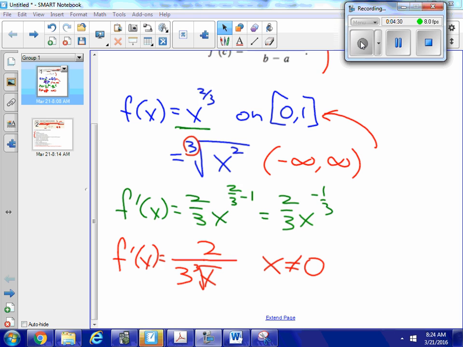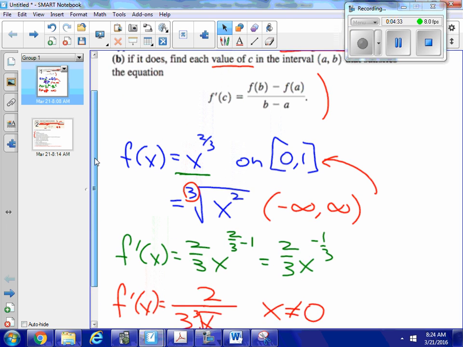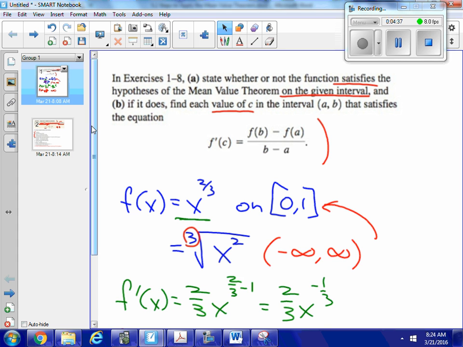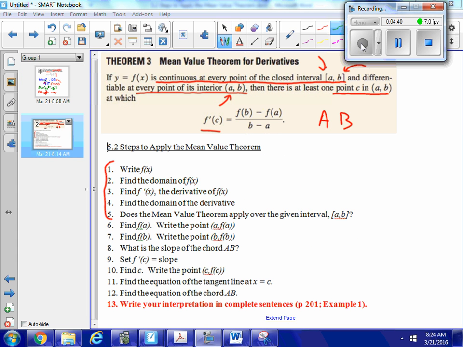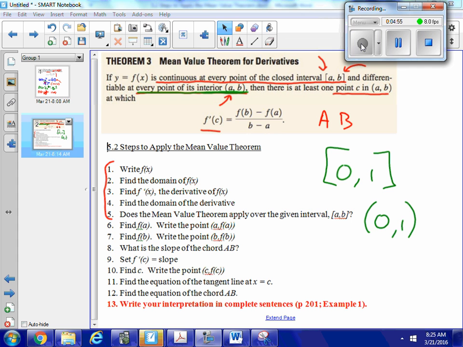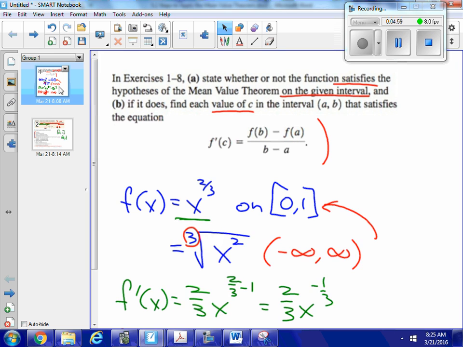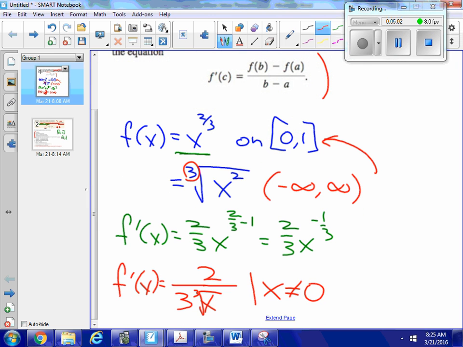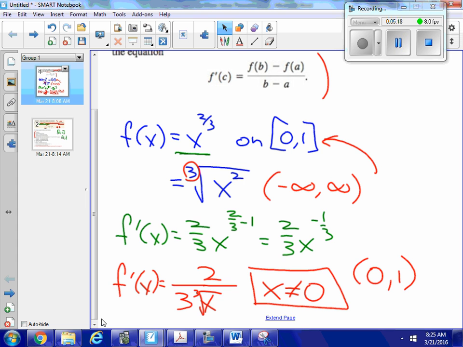Well, does that cause me a problem? The question is, is the function differentiable on the interior AB? Since in this particular function I'm looking at it from 0 to 1, the interior would be (0, 1). So even though in the domain of the derivative x cannot be equal to 0, that still means it satisfies the mean value theorem because I'm looking to see whether it's differentiable over the interval (0, 1) with parentheses, so not including 0. So this function over this interval does satisfy the hypotheses of the mean value theorem.